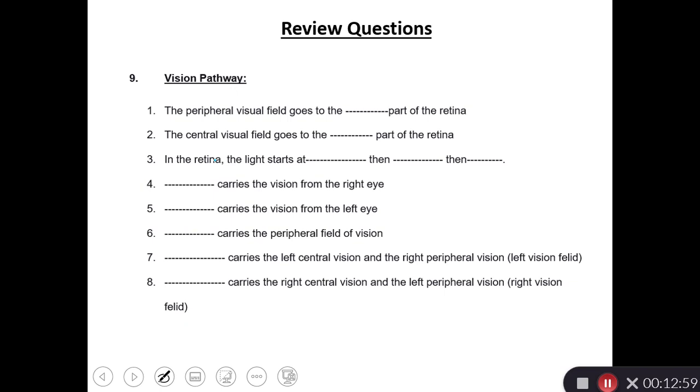Okay, now with some review questions. The peripheral visual field goes to what part of the retina? It goes to the opposite part of the peripheral, which is the central retina that we call nasal retina. The central visual field goes to what part of the retina? It goes to the lateral or temporal part of the retina.